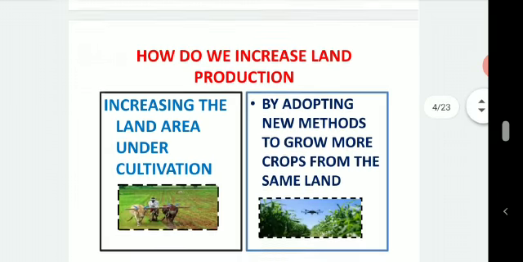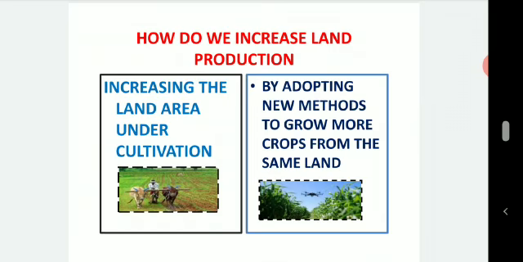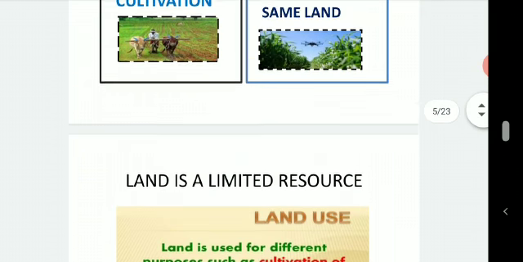Now the question which arises is, how do we increase land production? There are two ways to do it: by increasing the land area under cultivation, or by adopting new methods to grow more crops from the same land. Let's explore both these possibilities. Let's begin with the possibility of increasing land resource for production and cultivation.